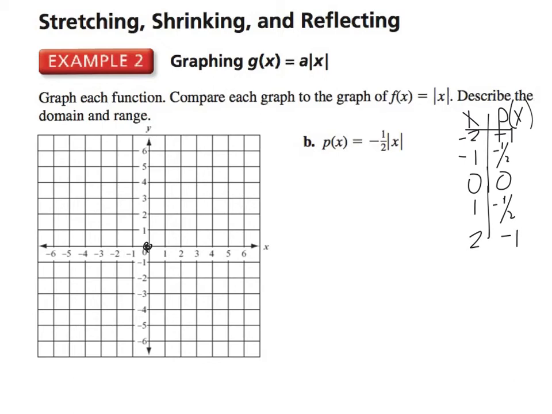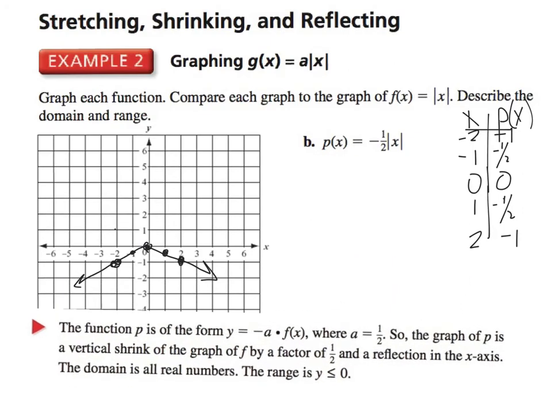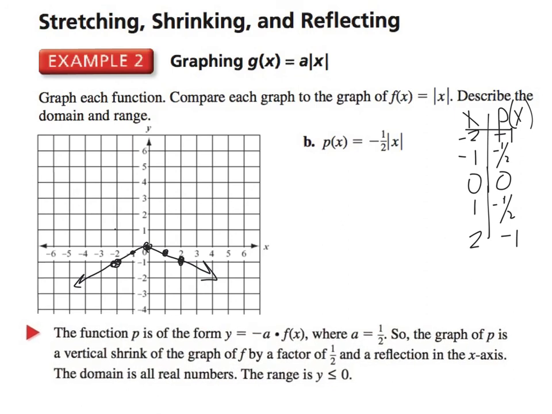If we graph these values, you'll notice that it's been reflected and it's gotten what? It has been vertically shrunk. We've smushed it in. So what does that mean? That means that the function p is in the form negative a times f of x, and a is 1/2. So that means p is a vertical shrink by a factor of 1/2 and a reflection in the x-axis. It's been reflected in the x-axis. The domain is all real numbers, but now y has to be less than or equal to 0. Notice all values of y are less than or equal to 0.